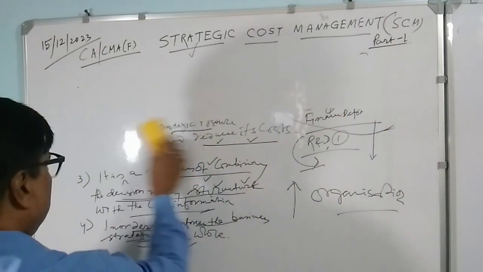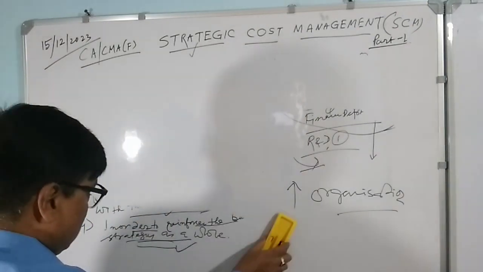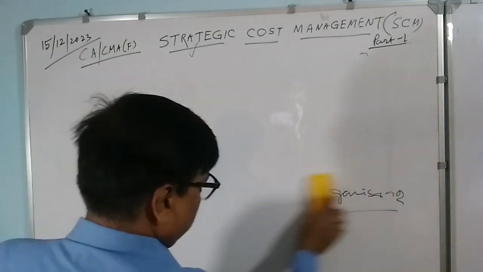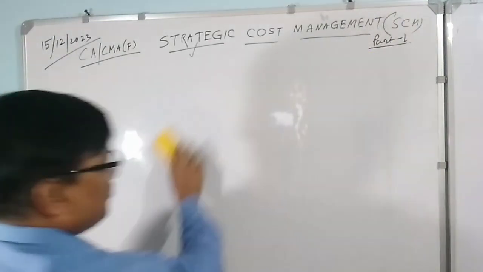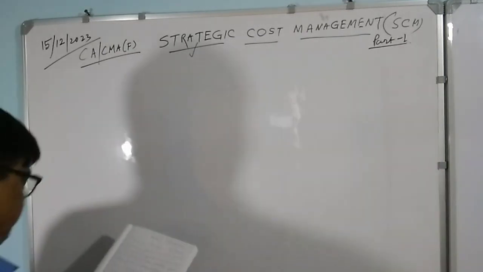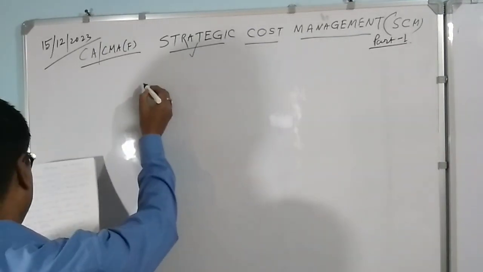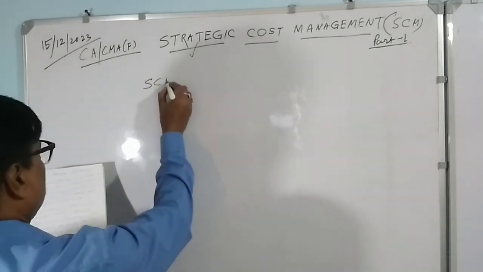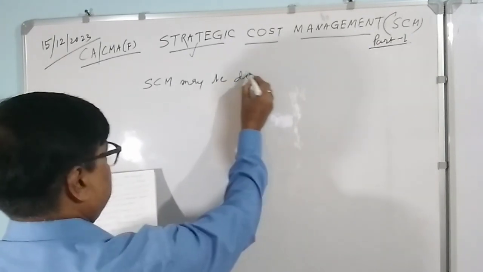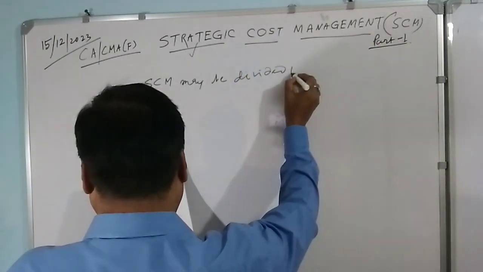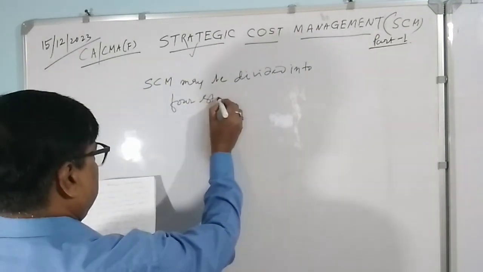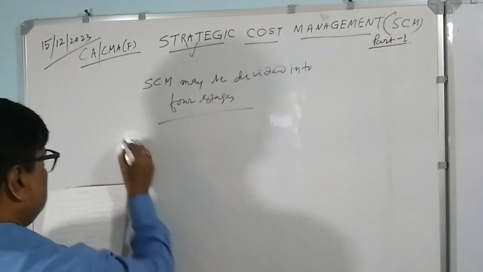Here one thing you have to understand, you have to realize the concept better, because whenever you go for a practical problem, a lot of options will be before you. So that's why this concept is very much important. So we can sum up that thing. Strategic cost management may be divided into 4 stages. So what are those stages?